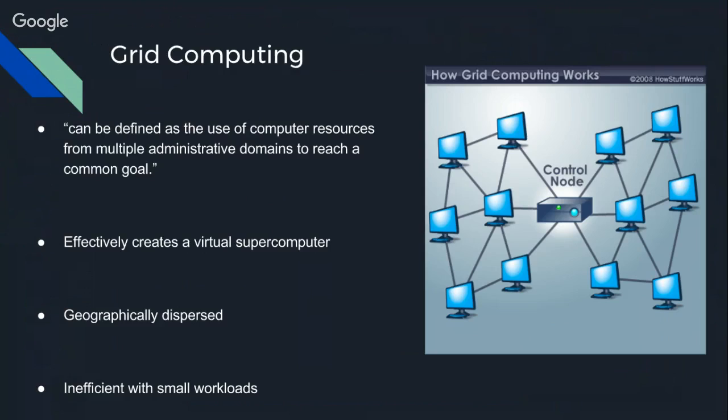Then with that, you kind of create a web, and with this web of computers, an artificial supercomputer is born that can handle extremely complex computation problems. The downside is that if one computer goes down, the whole system could crash. Now, in addition to that, this arrangement is extremely inefficient with small workloads.